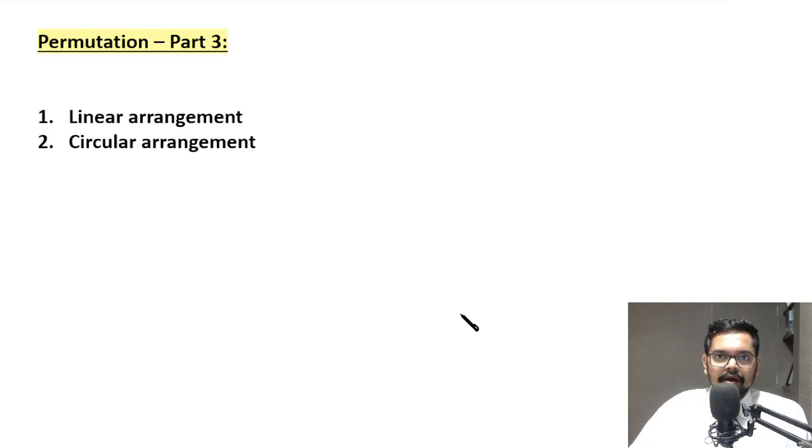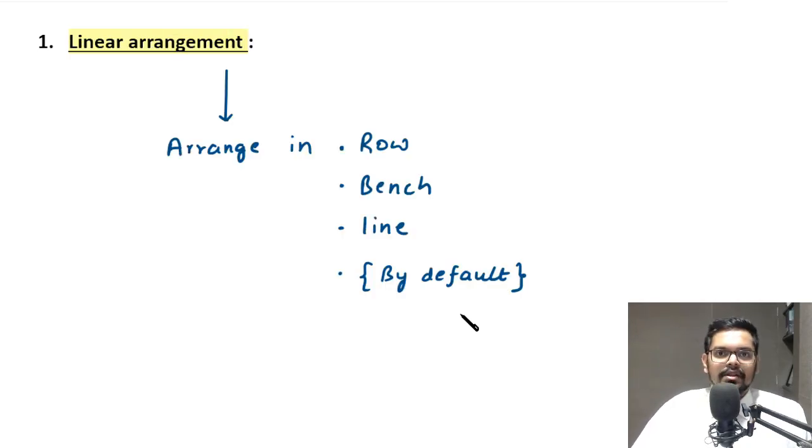In today's class, we are going to study 2 new topics on permutation. First topic is linear arrangement and second topic is circular arrangement. By the way, this is the finale on permutation. So welcome to permutation part 3 lecture, and let us start the lecture with the very first topic, linear arrangement.